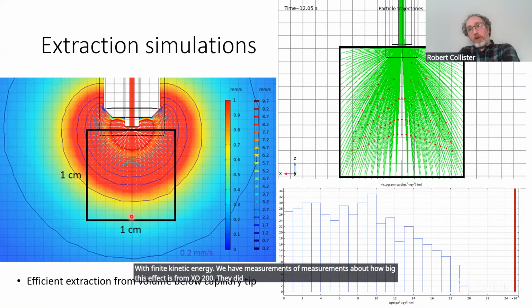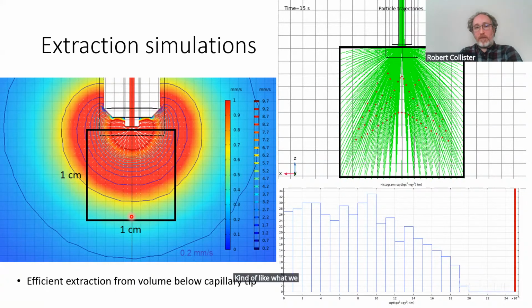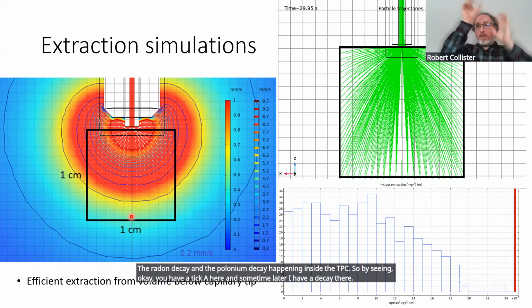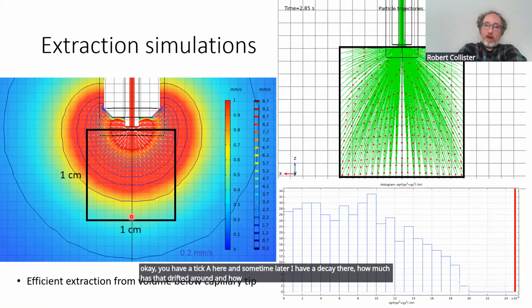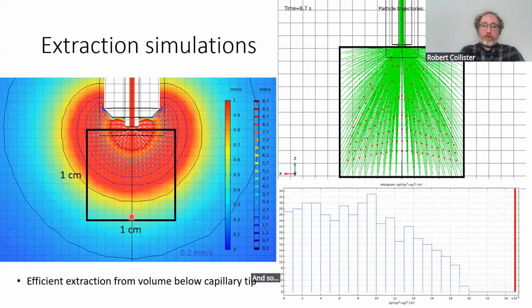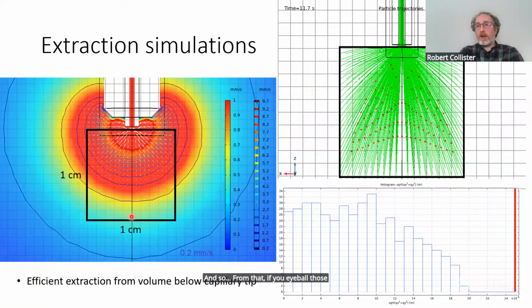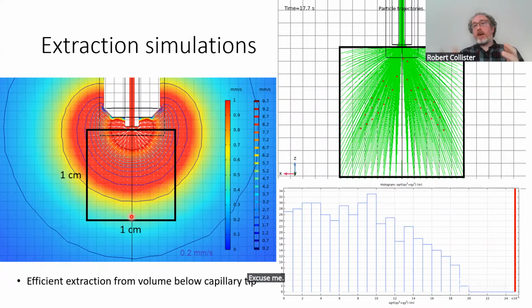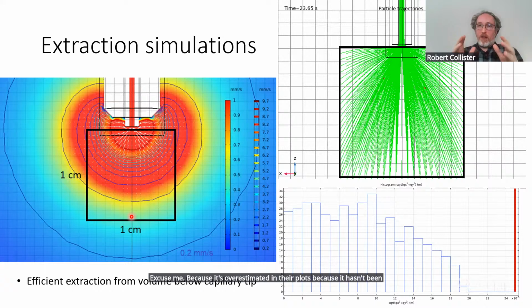They did some radon-polonium coincidence measurements, kind of like what we're trying to do, except they were looking at both the radon decay and the polonium decay happening inside the TPC. So by seeing, okay, you have a decay here, and sometime later a decay there, how much has that drifted around and how much has that broadened in the intervening time. From that, if you eyeball those plots, you can get an idea of an upper limit on that thermal drift effect. It's overestimated in their plots because it hasn't been corrected for the finite resolution of their TPC.